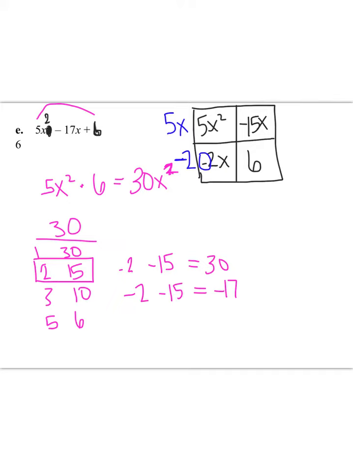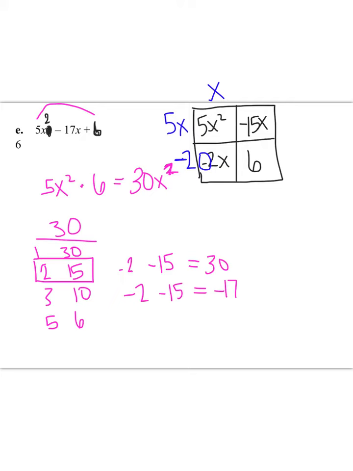Alright, looking at the first column, we have a 5x squared and a -2x. So what do they have in common? Well, only an x they have in common. And the box closest to that x is a positive number, so x is positive.